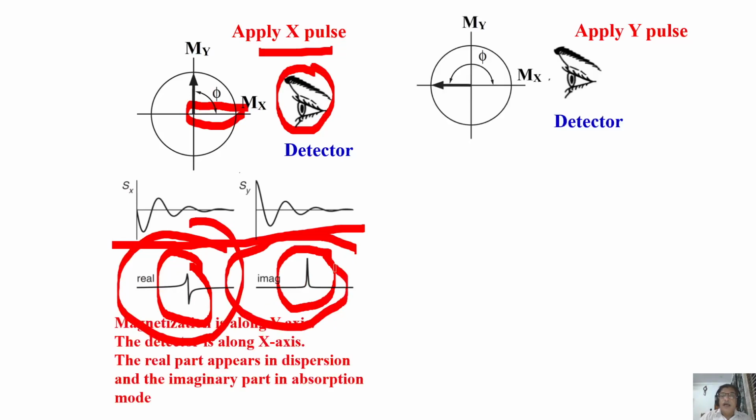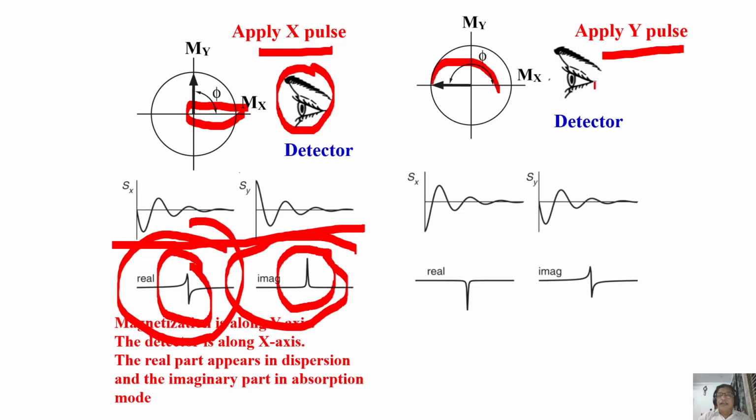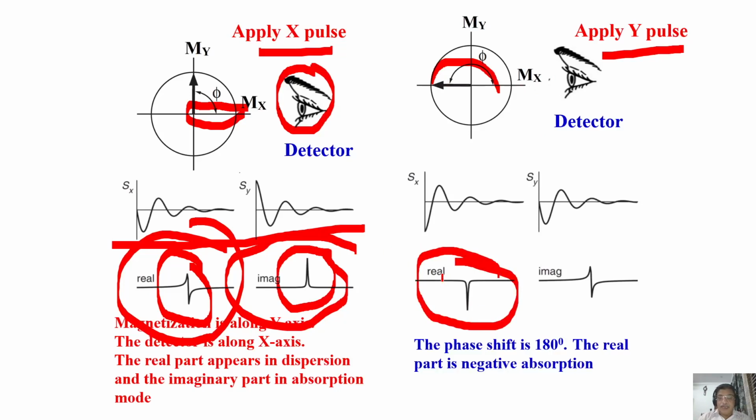Okay. On the other hand, I'll do one thing. I'll apply a pulse along the Y axis, no problem. You can find out whether it's right or wrong by application of the right-hand thumb rule, and bring the magnetization to, let us say, the minus X axis. What is going to happen? My detector is here. Now it is seeing the signal in the opposite direction. It is actually that the real part is a negative absorption. Okay, the real part is a negative absorption, and similarly, the imaginary part compared to this one is reversed.